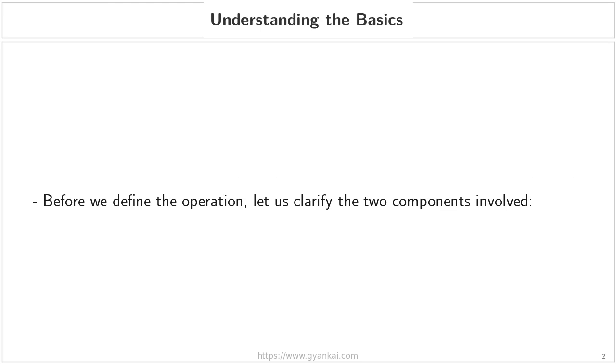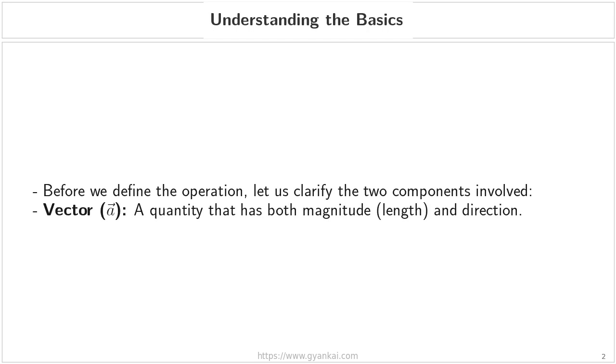Understanding the basics. Now, before we dive into the actual operation of multiplication, we need to make sure we are clear on the two fundamental components we are working with. First, let's look at the vector, which we will denote as A with an arrow on top. Remember from our introduction that a vector isn't just a value. It is a quantity that possesses both magnitude, which is its length, and a specific direction in space.